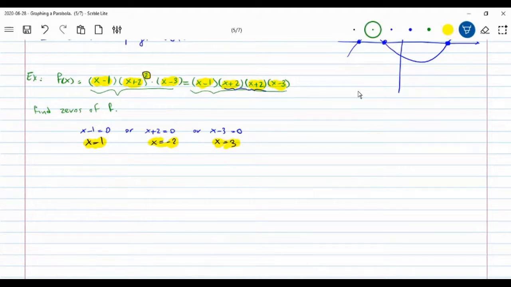Okay, here let's do one more example. Let's say f of x is given as (2x minus 1) to the power 5, times (x plus 2) to the power 3, times x. And I ask you, what are the zeros? Find the zeros.